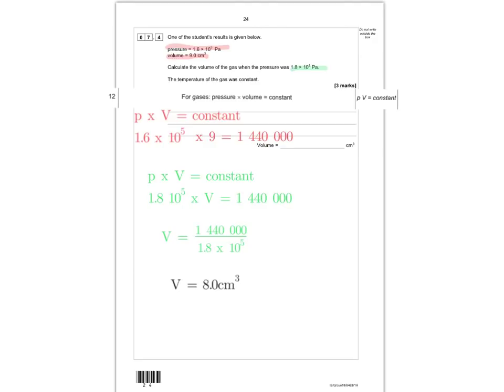So for this question, the 3 marks are allocated in the following way. You get 1 mark for this bit to work out the constant. You get 1 mark for substituting that back into there, using the constant and a new value of pressure to work out the volume. And you get a final mark for getting the correct answer of 8.0 centimetres cubed.